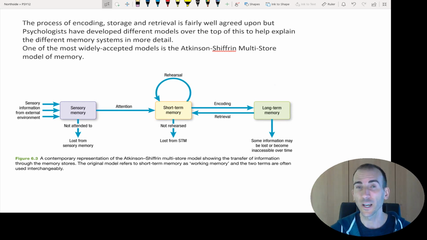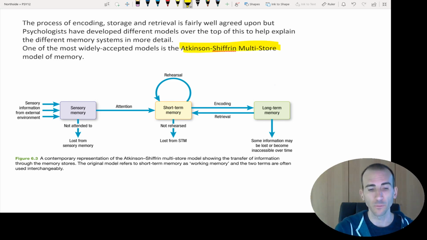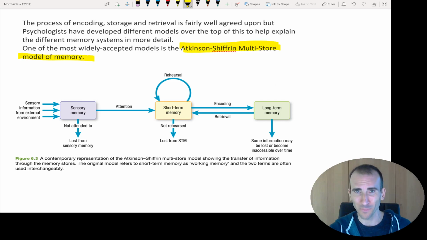So in the last lesson, I introduced the concept of memory, and we talked about the three stages of encoding, storage, and retrieval. In this lesson, we're going to see how, while those three stages are pretty well agreed on, that doesn't mean that psychologists haven't developed a whole bunch of different models to layer over the top of that. We're going to learn about probably the most widely accepted model, which is the Atkinson-Shiffrin Multistore Model of Memory. Let me say that again, the Atkinson-Shiffrin Multistore Model of Memory.